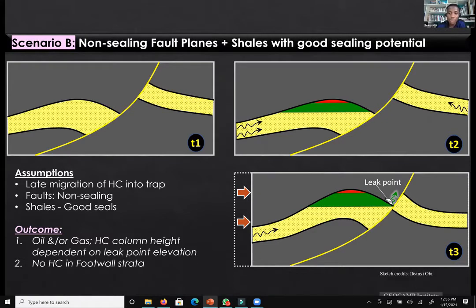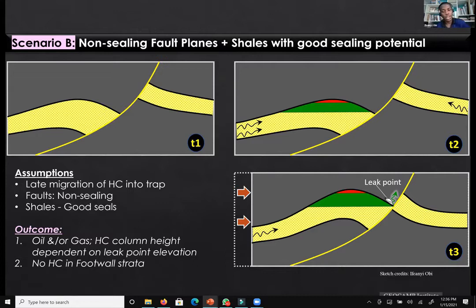But in this case, we have shales with good sealing potential, right? So we're going to have hydrocarbon remaining on the hanging wall of this system. But on the footwall, because the fault plane is non-sealing, whatever you have on the footwall is going to find its way out. So if I'm putting a well on this hanging wall, success story. But if I put it on the footwall, it's not going to work. And that is because the configuration is not favorable for trapping or keeping hydrocarbon on the footwall.